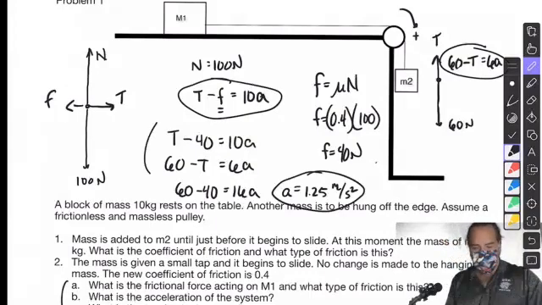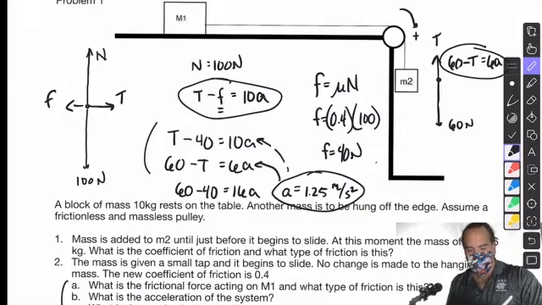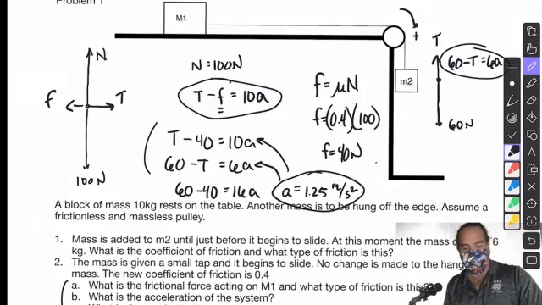So to figure out the tension, I'll put that back into one of these. I don't care which one you put it back into, but you need to put it back into one of them. I'm going to put it into the top one because I'm multiplying by 10. That's easier.